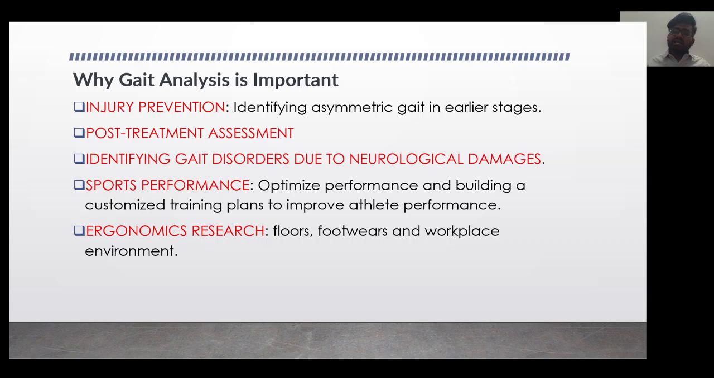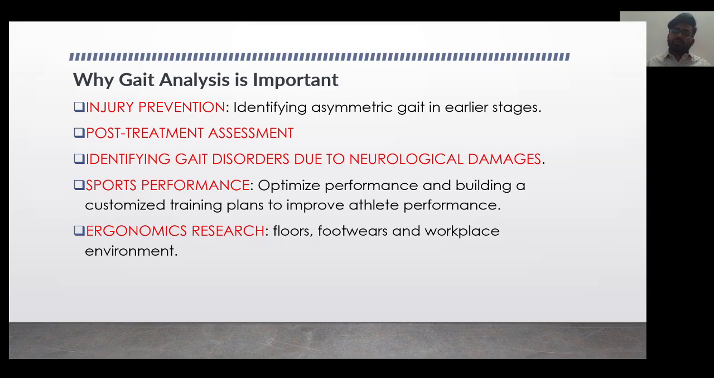The third one is identifying gait disorders due to neurological damage. These are usually associated with neuroscientists, who do research on Parkinson's or other neurological damage that tends to alter the gait or balance or coordination-based movements. So far we have seen the clinical front. But when looking at sports performance or ergonomic research, they are mostly associated with research performances. So there is a research-based analysis.